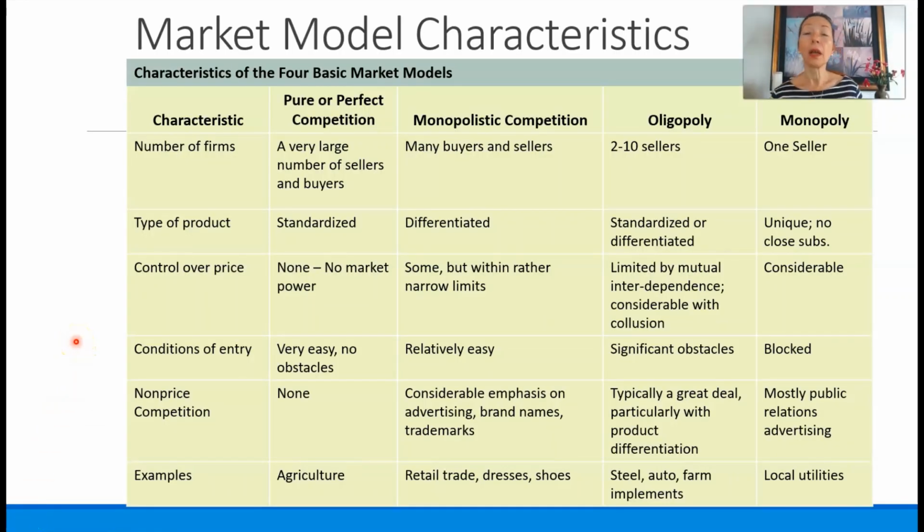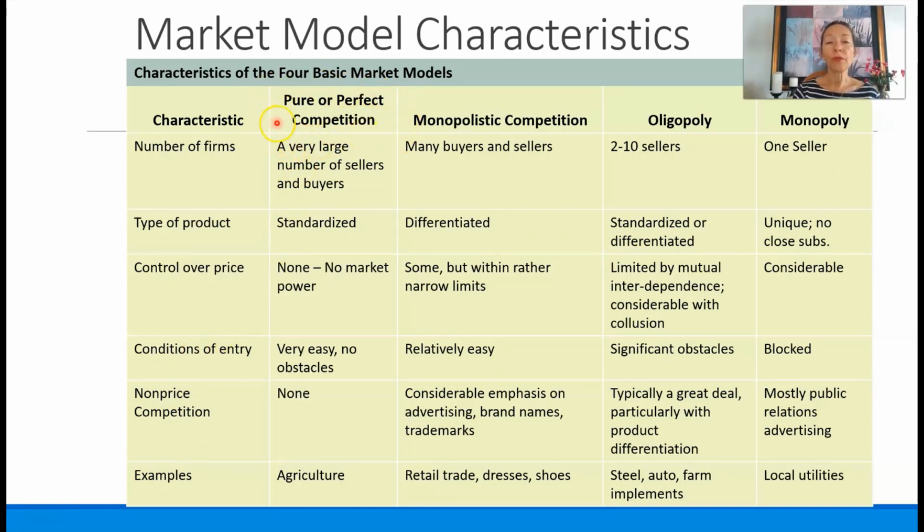Okay, so each market structure has some key characteristics. And recall that I said that we're going to look at these based on the number of buyers and sellers. So in this case, the characteristic, we're going to look at number of firms. Types of product. Conditions of entry. That means, is it easy to get into or not easy to get into? Ease of entry. We're going to look at how they compete with each other, and then some examples.